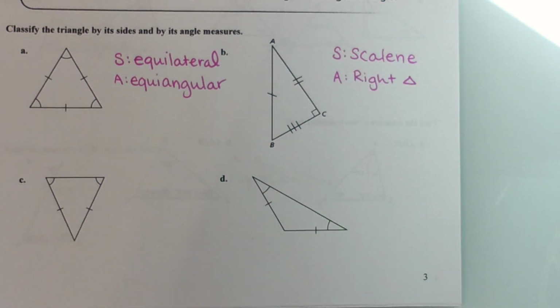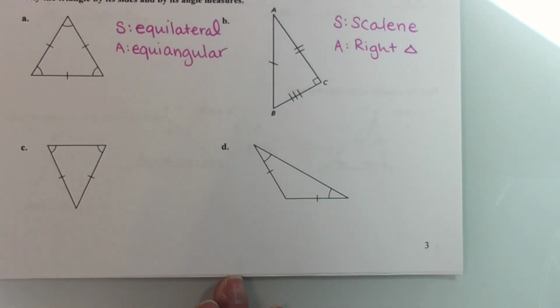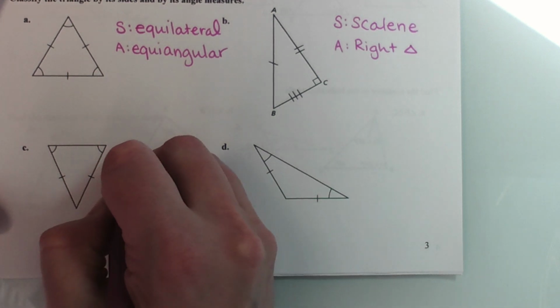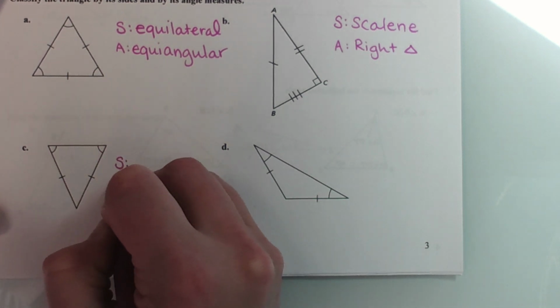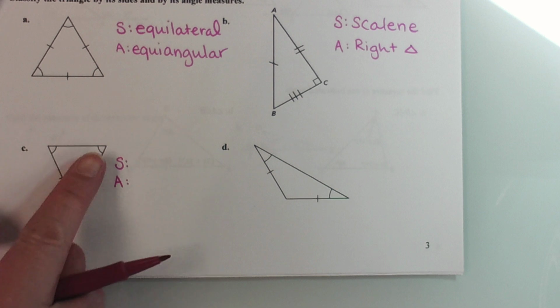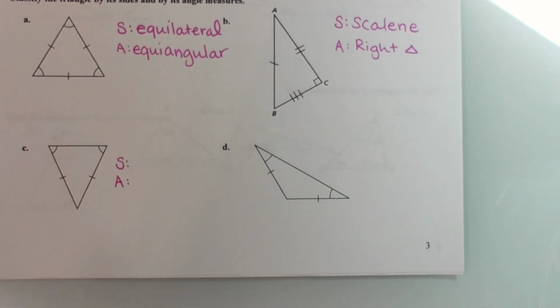Please do put the little triangle symbol after it. It differentiates between angles and triangles. By the way, you don't have to put the S or the A for sides and angles. I just do it to help us clarify.